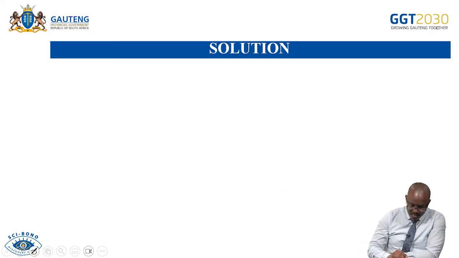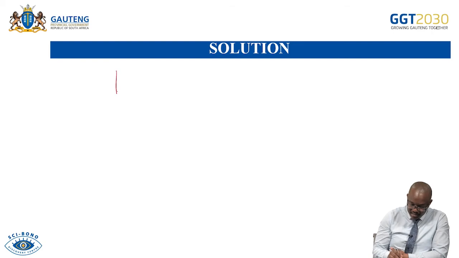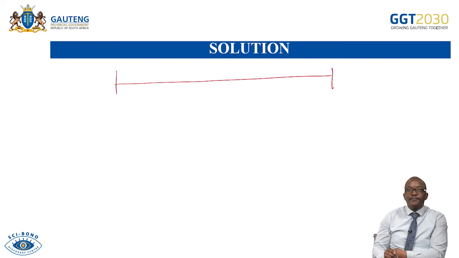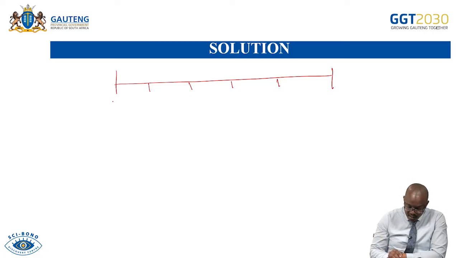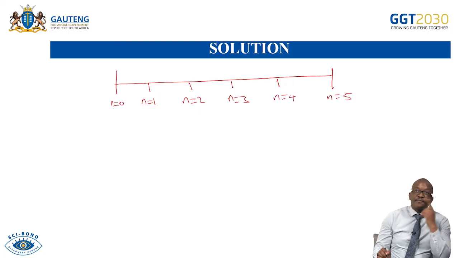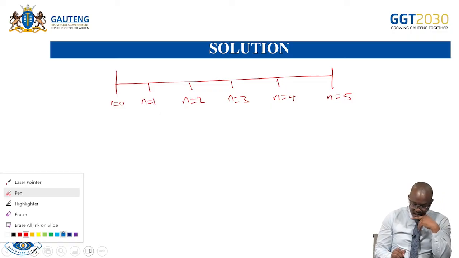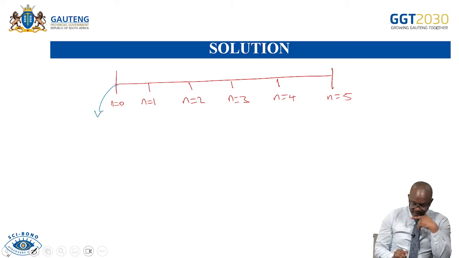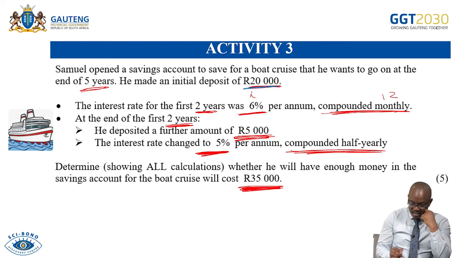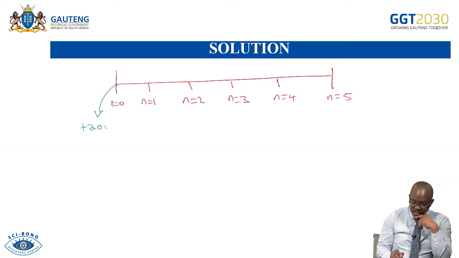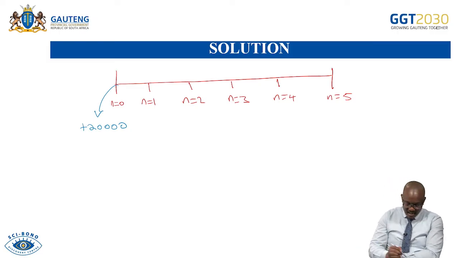So now remember, for this type of question, I always advise that we deal with our number line. So we are going to draw our number line there. We still have 5 years: year 1, year 2, year 3, year 4, and year 5. Correct. Then we start with our deposit. Now remember, the first initial deposit was 20,000. So it means 20,000 was deposited into that account.